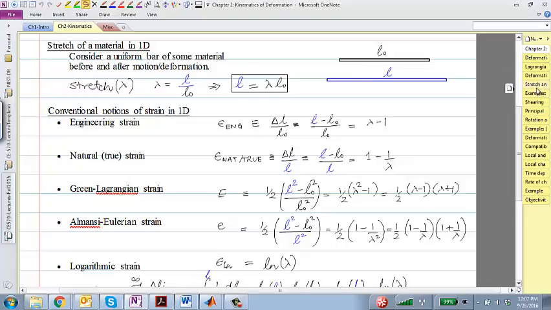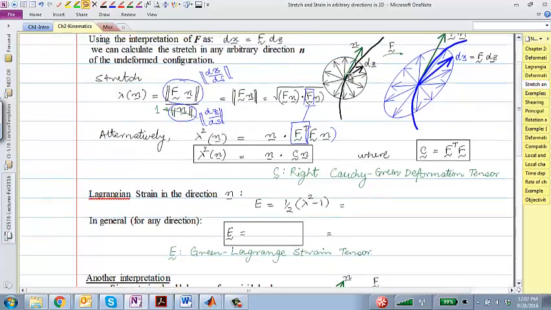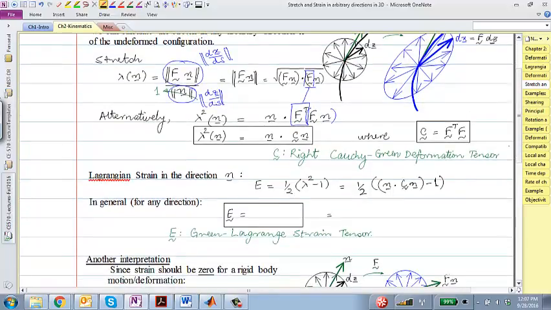Using the exact same strain measure, we can define a Lagrangian strain in the direction n at that point in the same exact way. It will be equal to half of lambda square, which is nothing but n dot with C acting on n, that's lambda square, minus 1. So if somebody gives you a body, tells you a curve inside that body, and a point on that curve, you can find the stretch on that curve in the direction of the curve using this expression, which is what I did for one of the homework problems. I asked you to find the stretch so that you can integrate that stretch and find the final length.